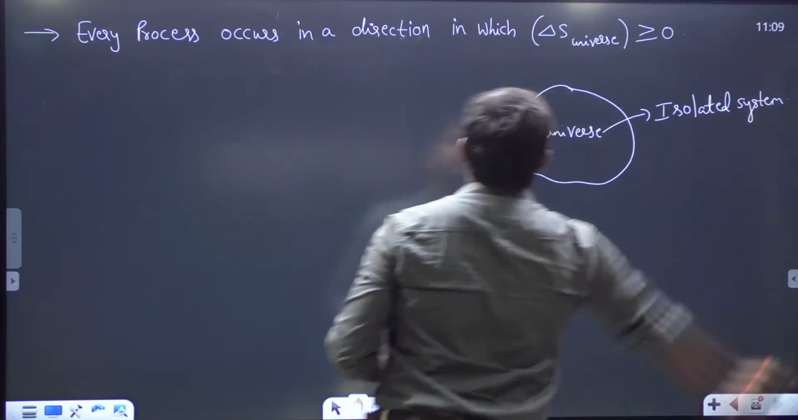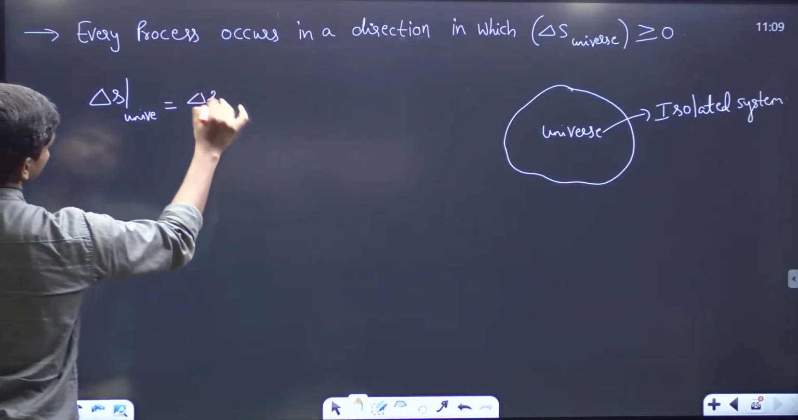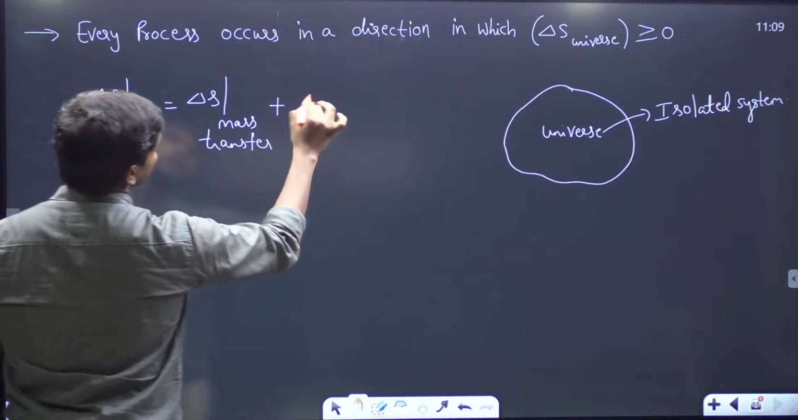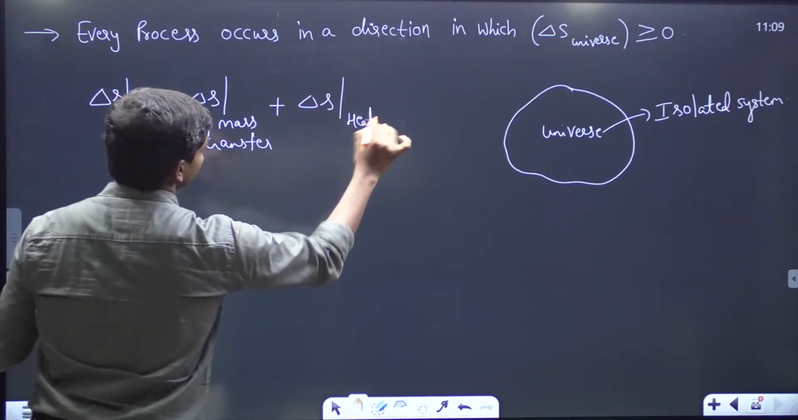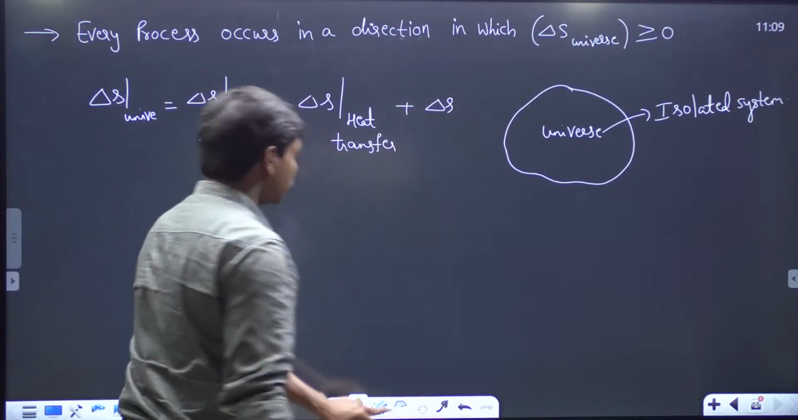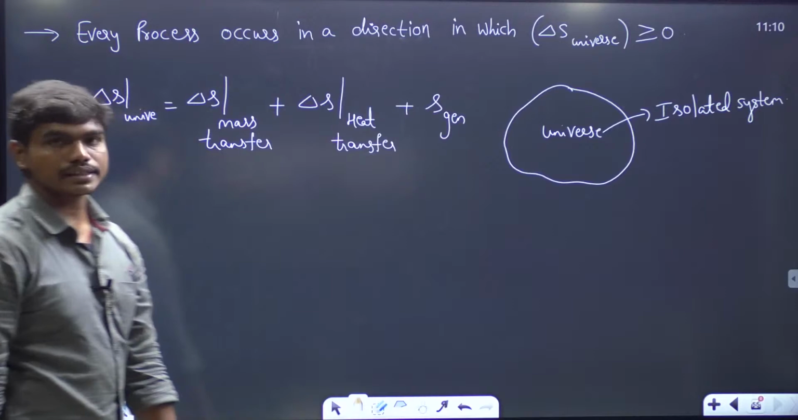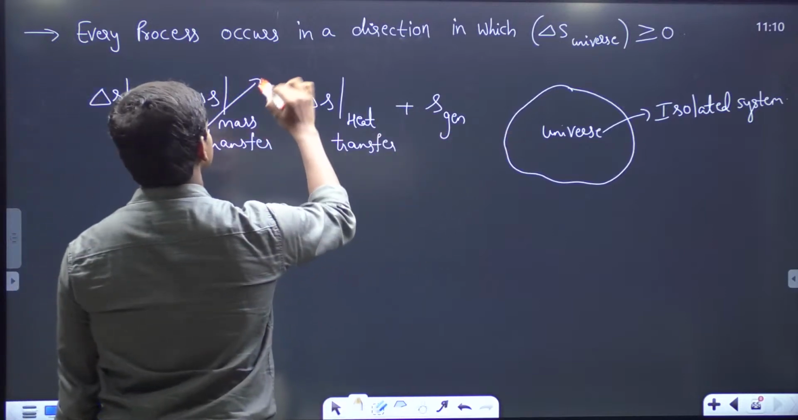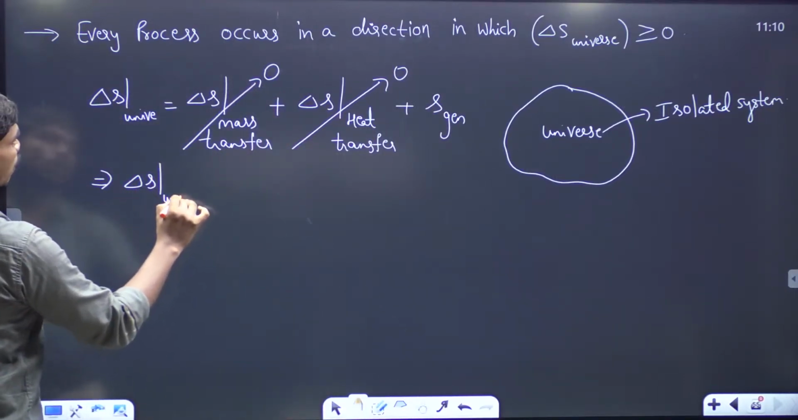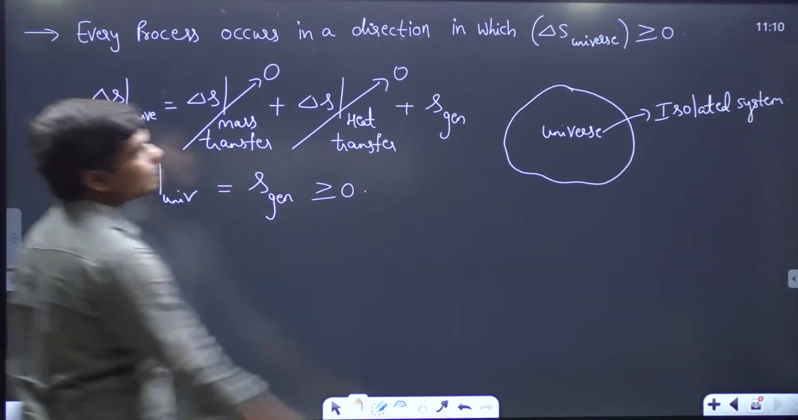If you want to talk about delta S of universe, you need to consider delta S of universe due to mass transfer, delta S of universe due to heat transfer, and then due to S generation. Since the universe is an isolated system, you can't have mass interactions or energy interactions. So delta S of universe is always equal to S generation, which is greater than or equal to 0, which I have written here.